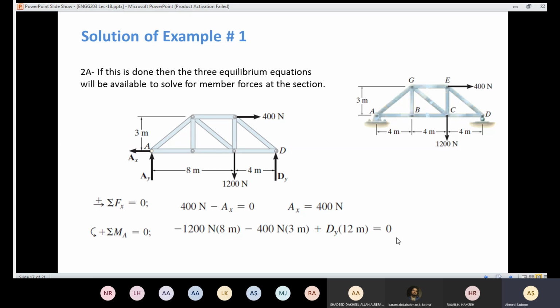And the summation should equal 0. Then I have only one unknown. I can easily solve for dy. dy came out to be 900 newtons. So now I know the value here.